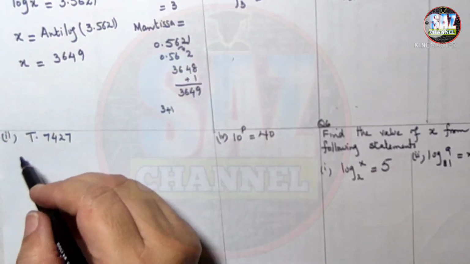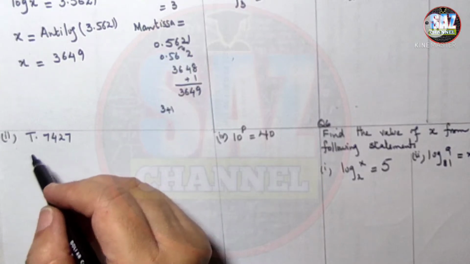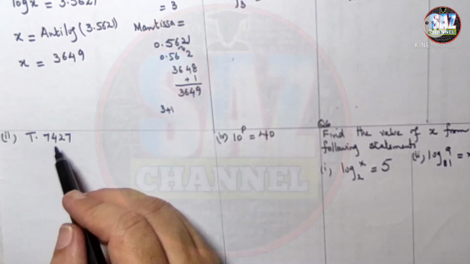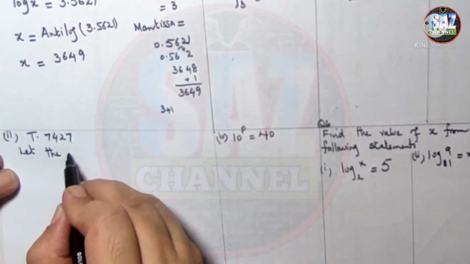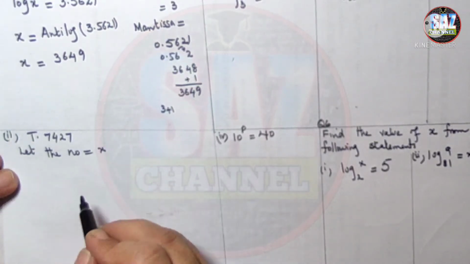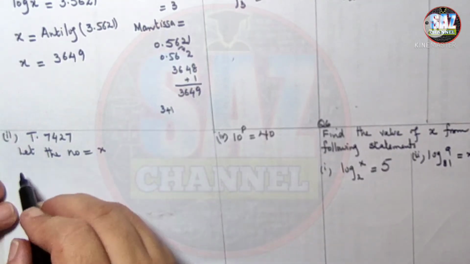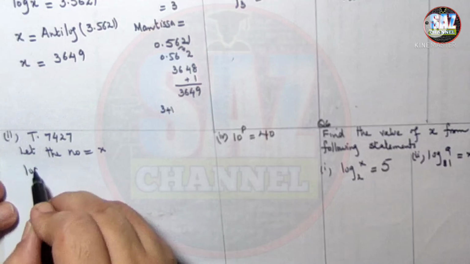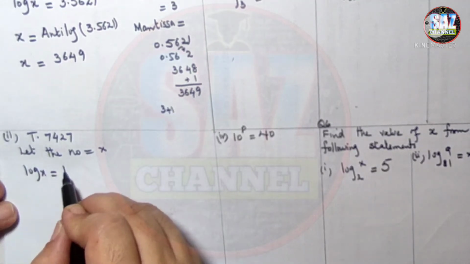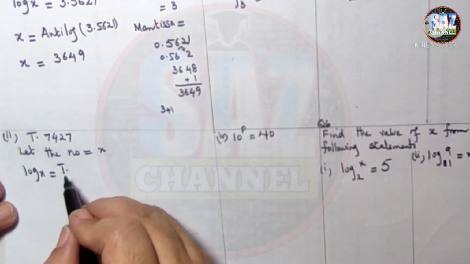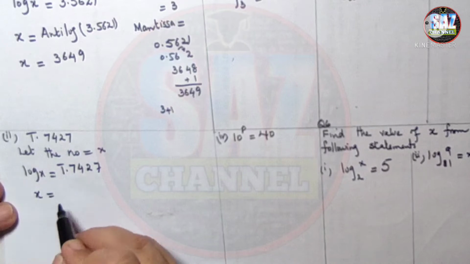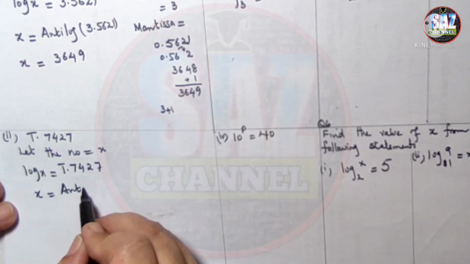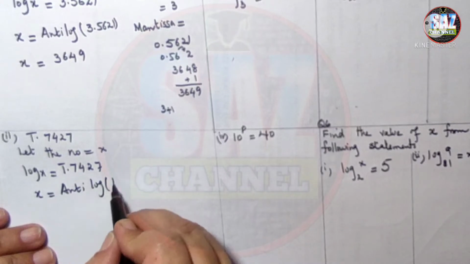And the next question is: 1 bar point 0.7427. Again, we suppose, let the number be x. Log of x given to us is 1 bar 0.7427, and x, which is the requirement of the question, is antilog of 1 bar 0.7427.